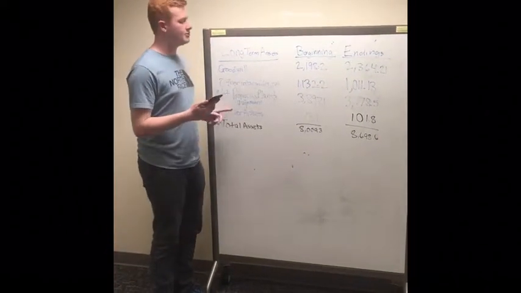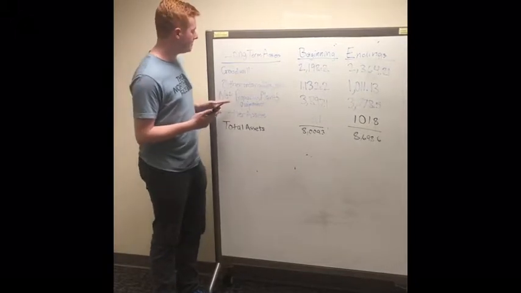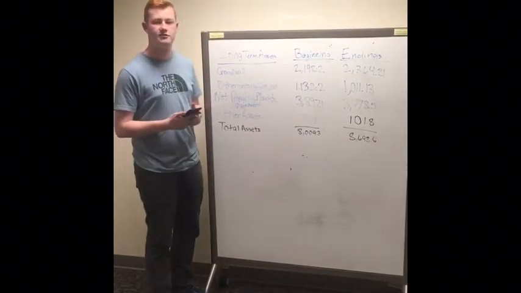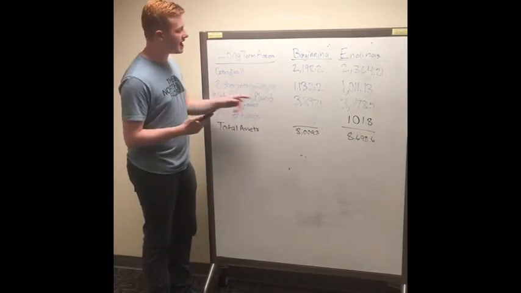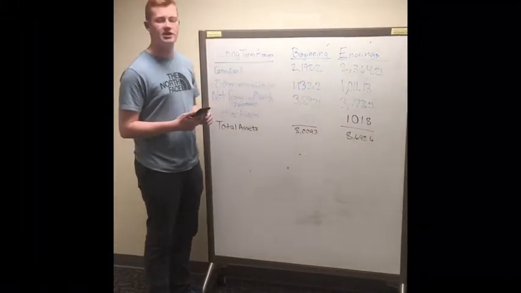And for net property, plant, and equipment, we actually had a cash outflow for net property, plant, and equipment on the cash flow statement, which means that we likely bought net property, plant, and equipment. So we added that first, and then we subtracted the depreciation to get the ending balance.